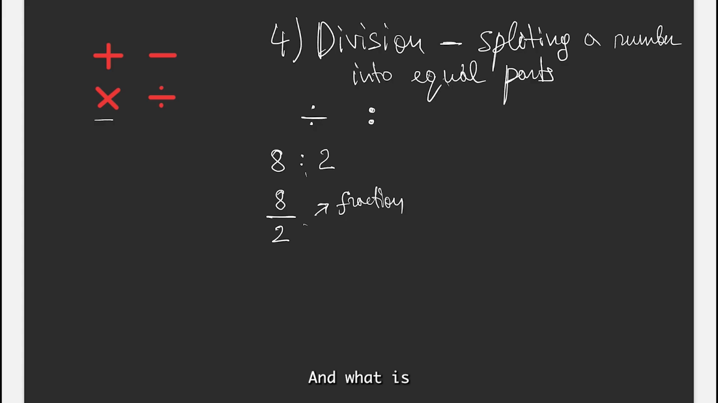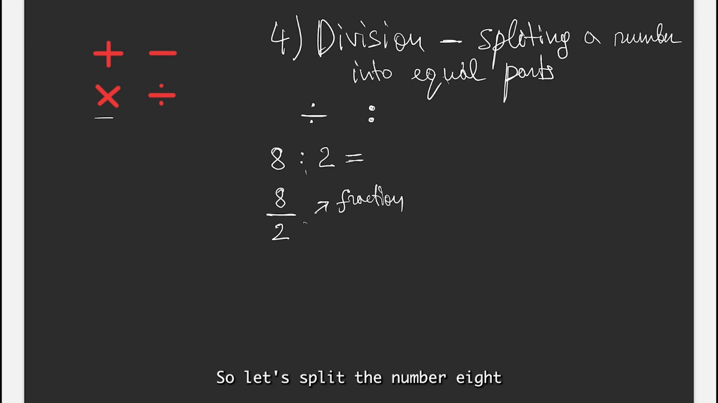And what is division? If we don't know what is 8 divided by 2, I'm going to explain how the division works. So let's split the number 8 into individual numbers. Number 8 equals 1, 2, 3, 4, 5, 6, 7, 8. We have 8 elements and we need to divide it by 2.